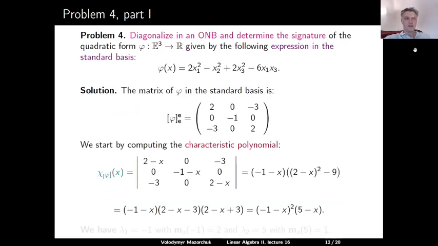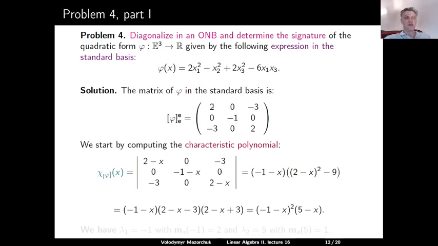Problem 4. Diagonalize in an orthonormal basis and determine the signature of the quadratic form phi on E3 given in the standard basis by the following expression. Phi of x is equal to 2x1 squared minus x2 squared plus 2x3 squared minus 6x1 x3. The matrix of this form phi in the standard basis is the following matrix. So we write the coefficients of the squares on the main diagonal, 2, minus 1, and 2, and the coefficient minus 6 at x1 x3 is divided by half. So we write minus 3 at the position 1, 3, and minus 3 in the position 3, 1, and the rest is 0. So this is our matrix.